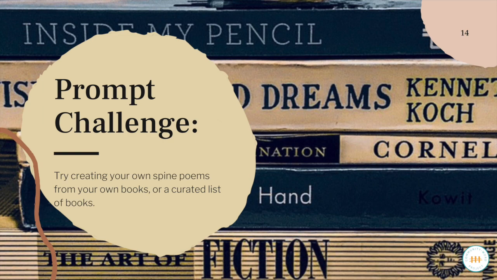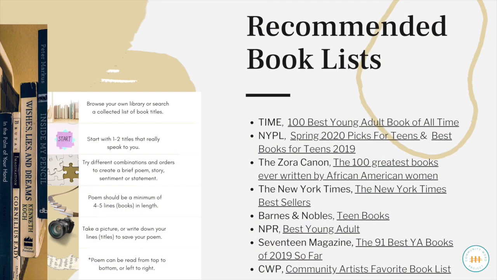Our prompt challenge for you is to try creating your own spine poems from your own books or from a curated list of books. To help you, I put together a recommended book list from Time magazine that explores the 100 best young adult books of all time. New York Public Library has different book lists that they put out each fall and spring for teens. The Zora Canon has the 100 greatest books ever written by African American women. I encourage you to look at one of the lists, browse different ones, and use the list to create your own spine poems.